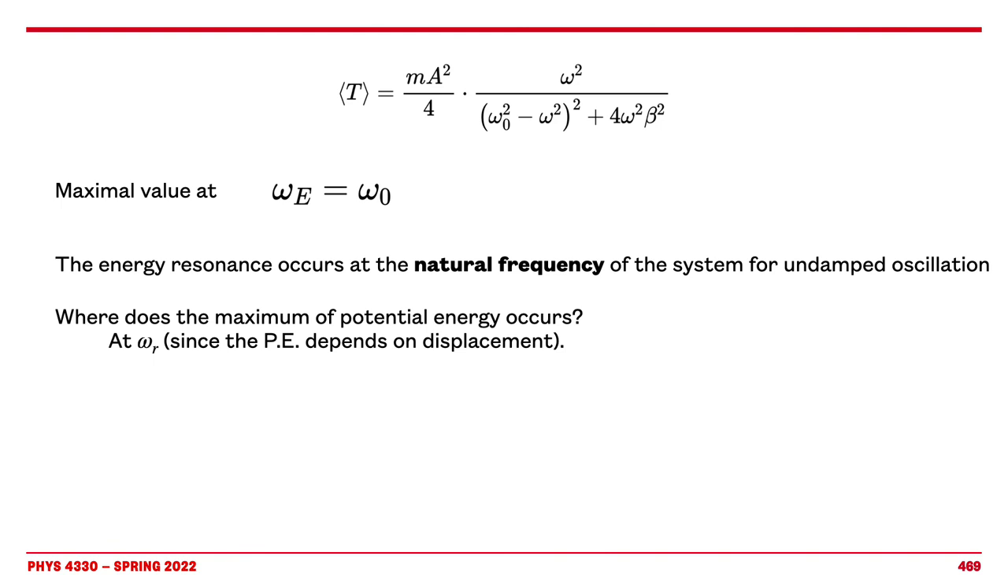So this is interesting. On top of that, we can also look at the other contribution to energy, which is the potential energy. But that one is easy to see, because it will be the largest when the displacement is the largest. And of course, the displacement is the largest at omega r. So you see kinetic energy and potential energy reach the maximum at different frequencies. By the way, this is not completely surprising, since, of course, we do not have a conservative system at all. The total energy is not conserved. We have damping, and then we also have a pumping of energy.